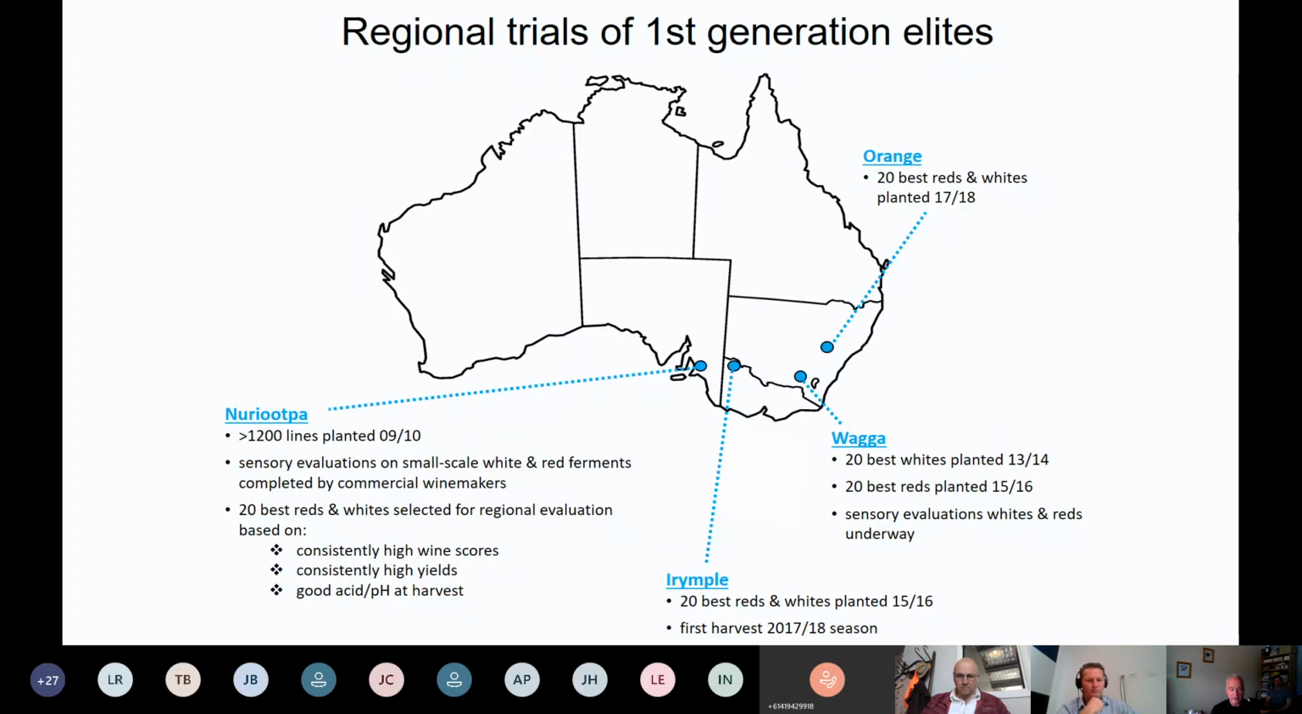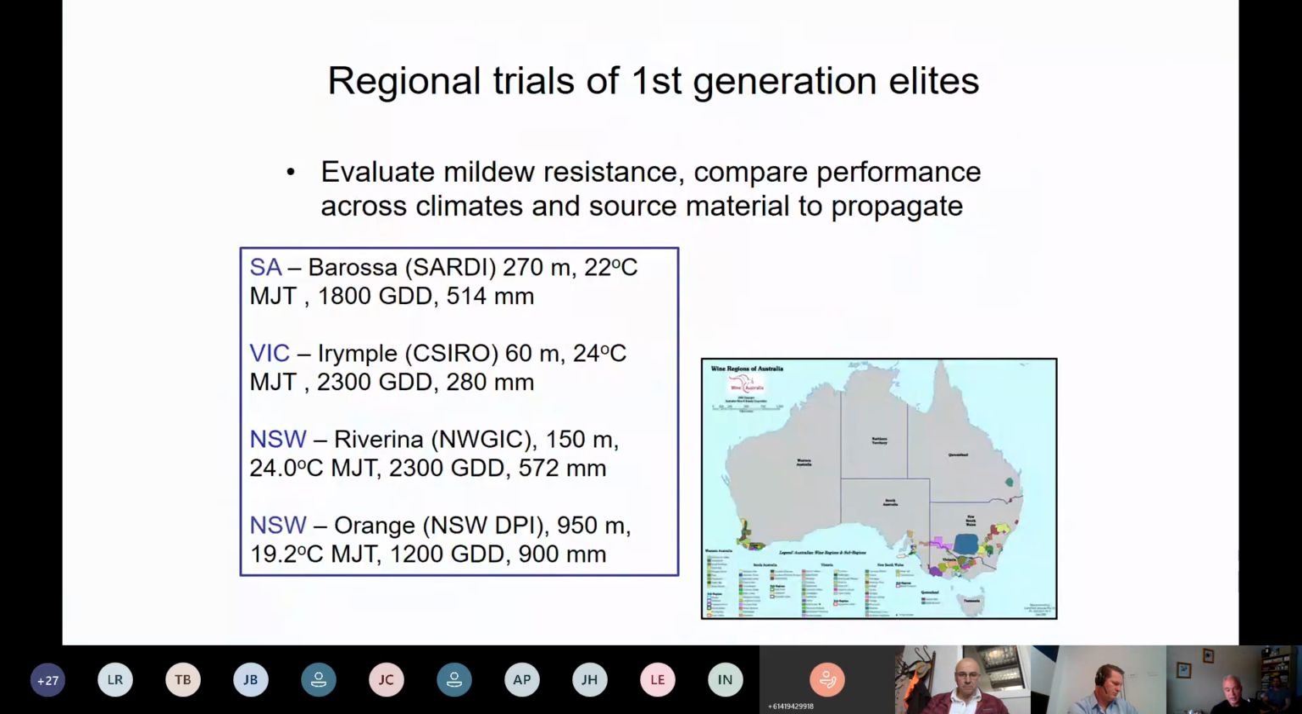There were also some plantings in Irymple, the CSIRO site, and then most recently, 2.5 years ago, we planted the 20 reds and whites in the Orange region, which you're aware of. It's much cooler than the other ones. So let me show you that we basically have 3 or 4 climates, but Victoria, Irymple and the Riverina are very similar.